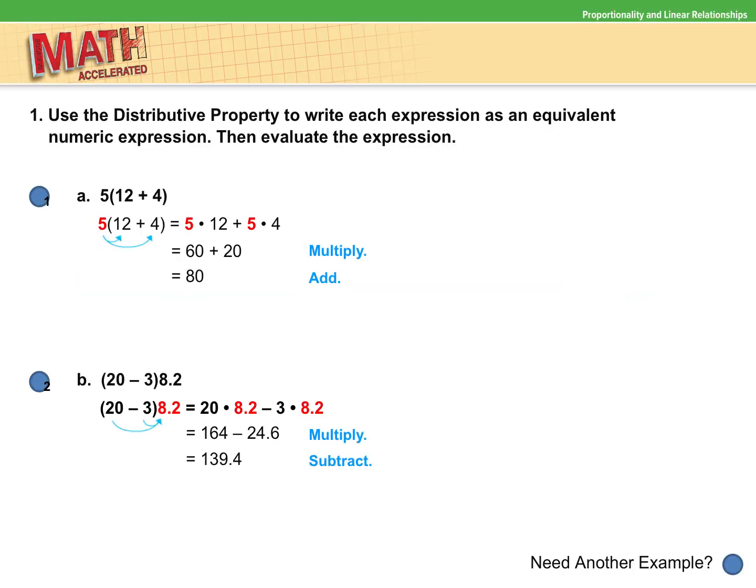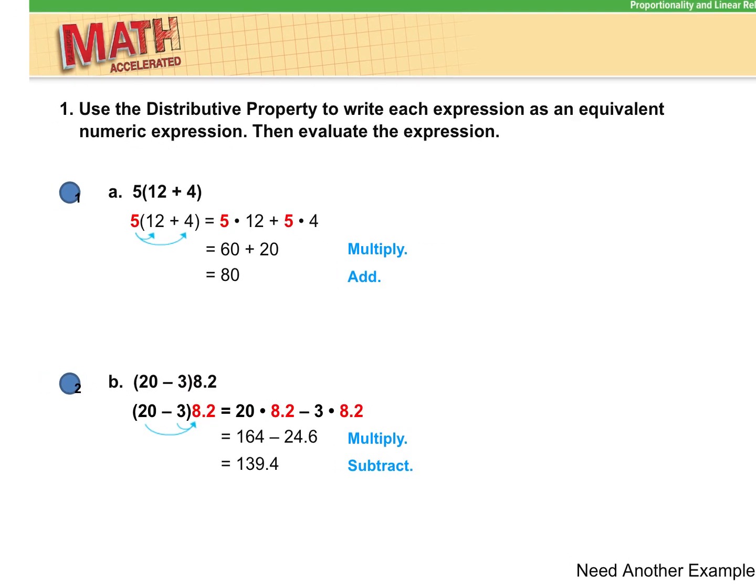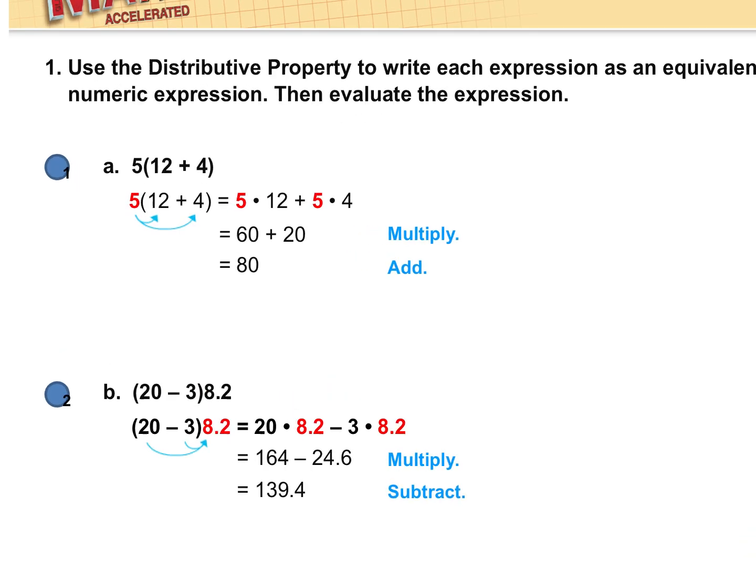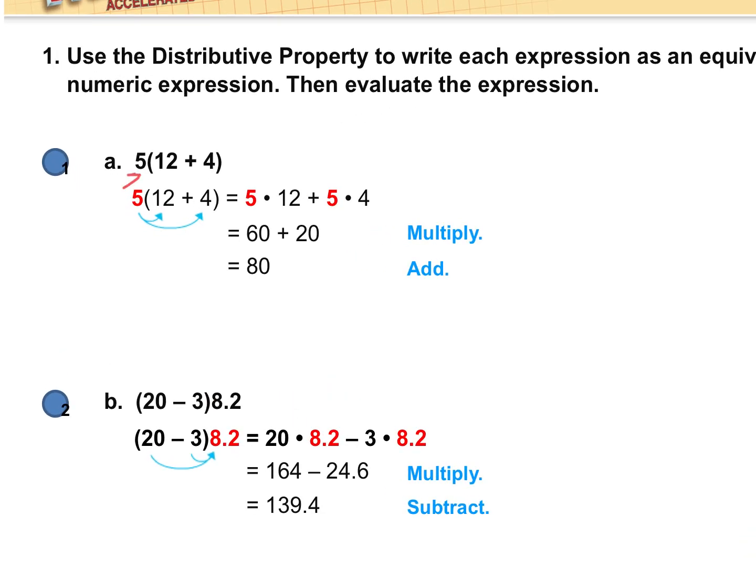Look at numeric ones first. So we're just doing numbers. So with distributive property, what's the operation that we're using when we're distributing? What's the operation we're using? We're using multiplication. Yep, because it's 5 times the quantity of 12 plus 4.